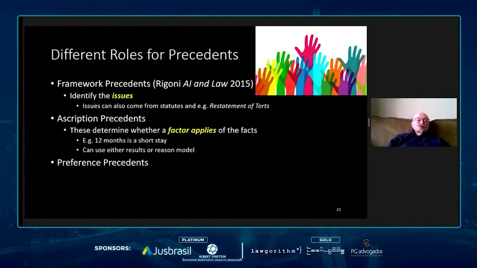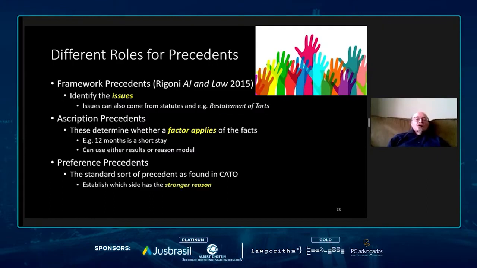Finally, there are traditional precedent questions. These are the standard sort of questions found in the paper. And these establish which side has to respond to them. And they may also indicate values.